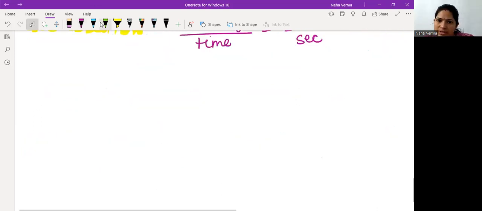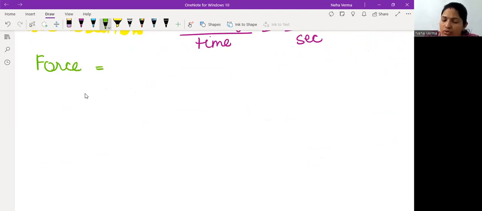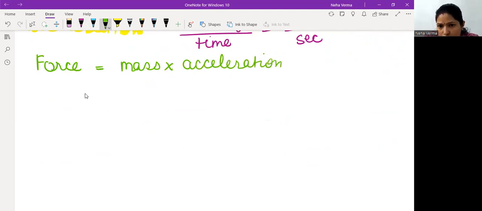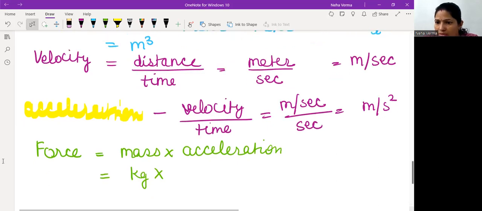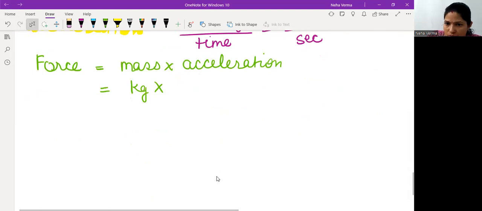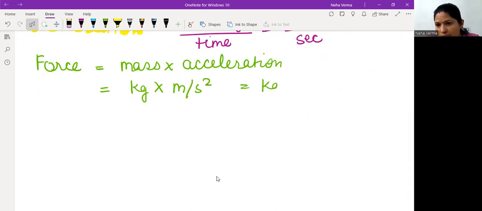Further, take some more examples like force. We will read in further chapters that force is mass into acceleration. In what unit is mass measured? Kilogram. And the unit of acceleration we just calculated is meter per second square. So the unit of force is kilogram meter per second square.